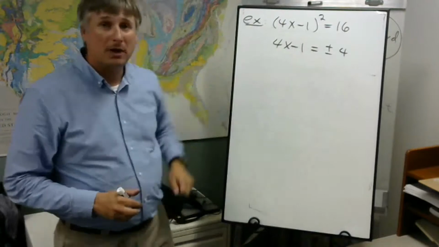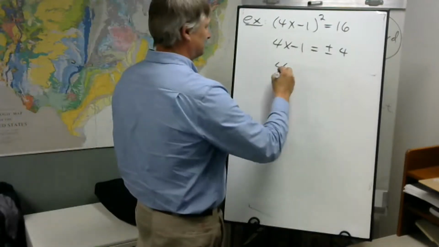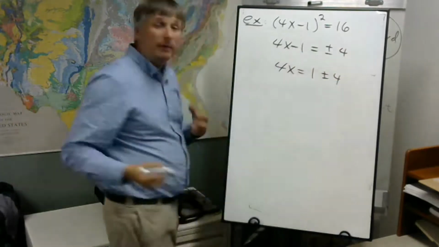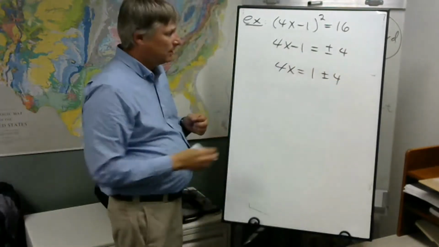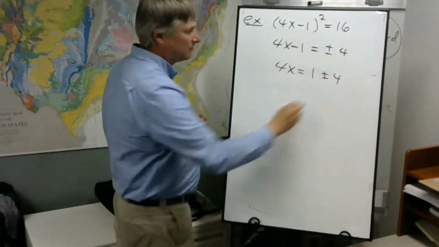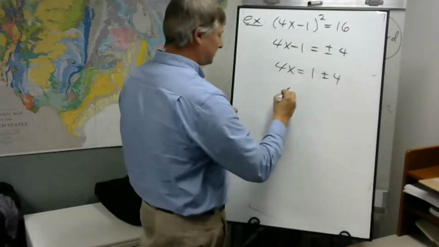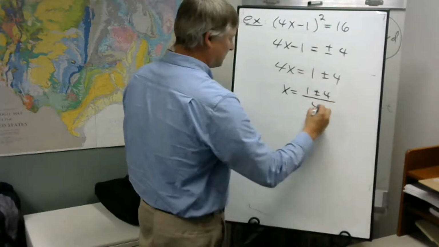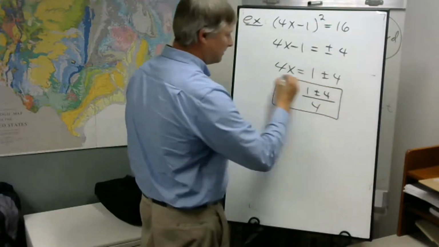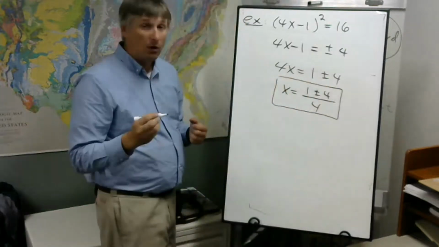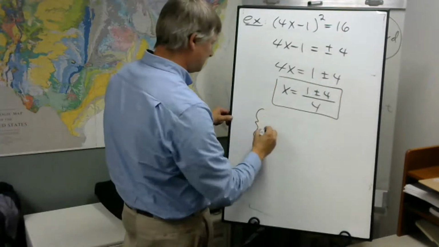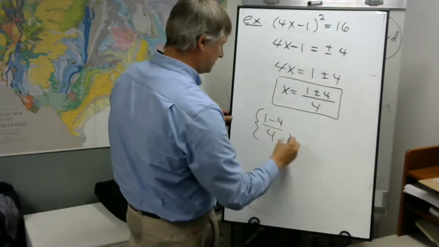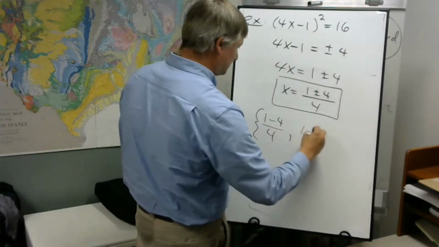Now we add 1 to both sides. So we get 1 plus or minus 4. Divide both sides by 4. And that's our answer. Or we can rewrite it. There's the minus version. And then there's the plus version.